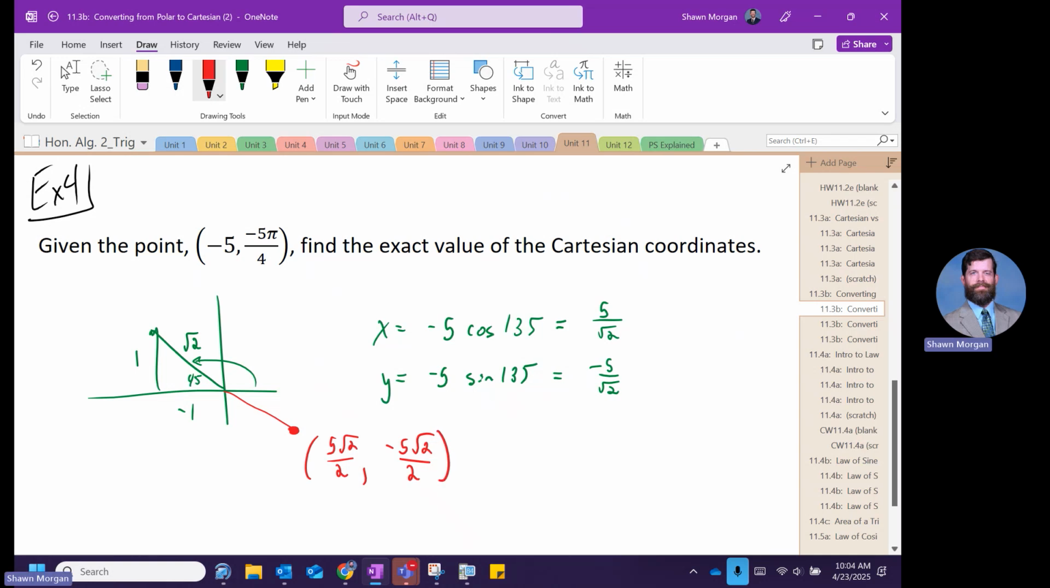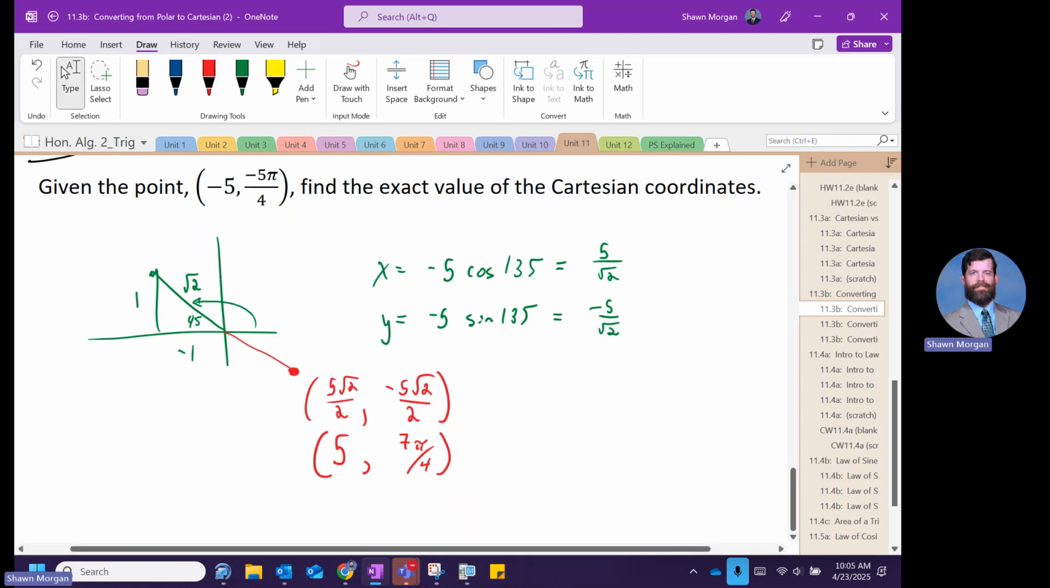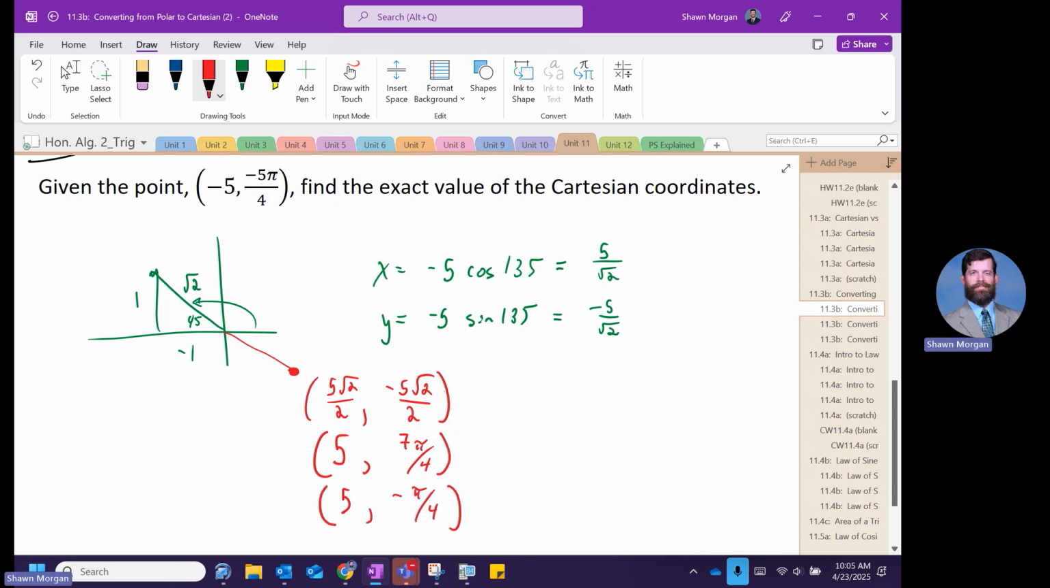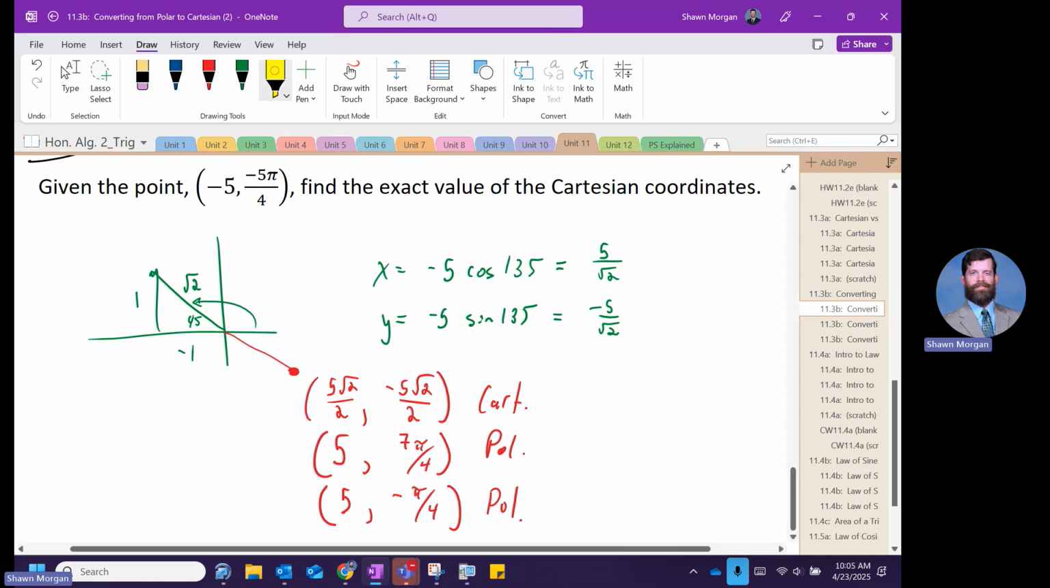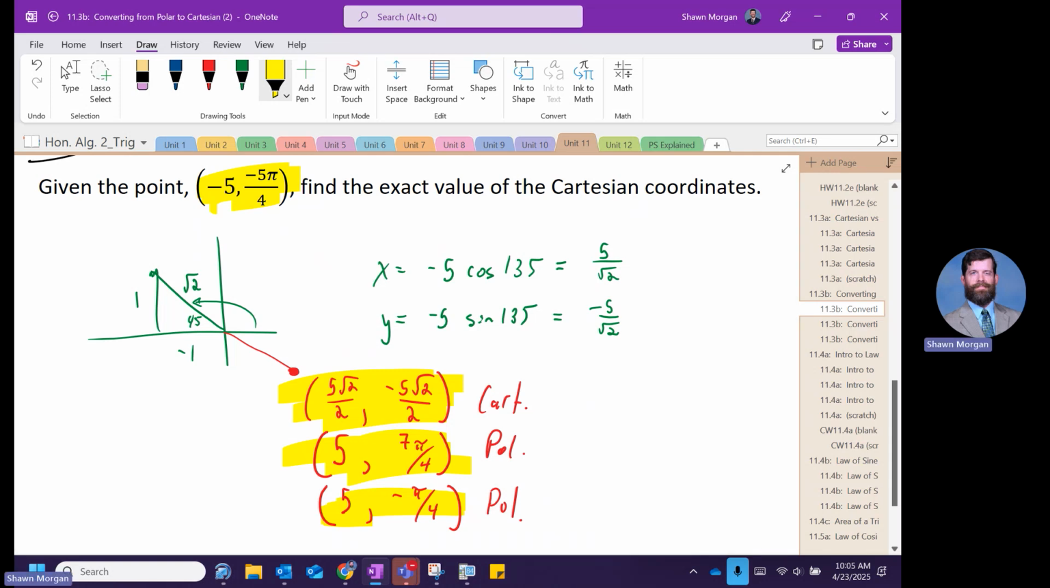And another polar coordinate that would be in the same location would be positive 5 and 7 pi over 4, or positive 5, negative pi over 4. All three of these, this is Cartesian, this is polar, this is polar, all three of these are in the same location. And actually, if you wanted to even include the whole kit and caboodle here, all four of these describe the same location. All four of those ordered pairs describe the same location.